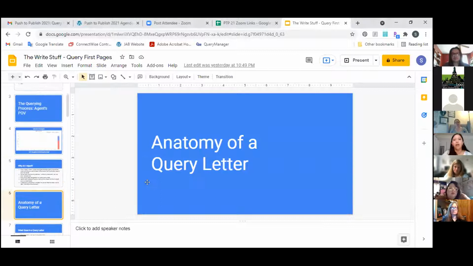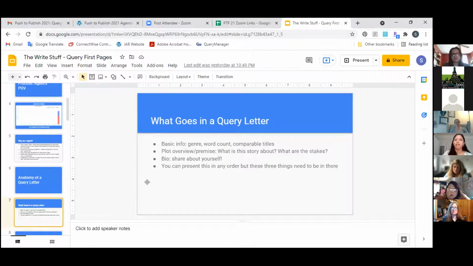So now we're going to actually talk about what goes in a query letter. Obviously, the basic information that should go in a query letter is your title, your name, your genre, your word count, and comparable titles. Comparable titles is an area I see a lot of authors get tripped up about, because it's very hard to compare your work to something else that's on the market.